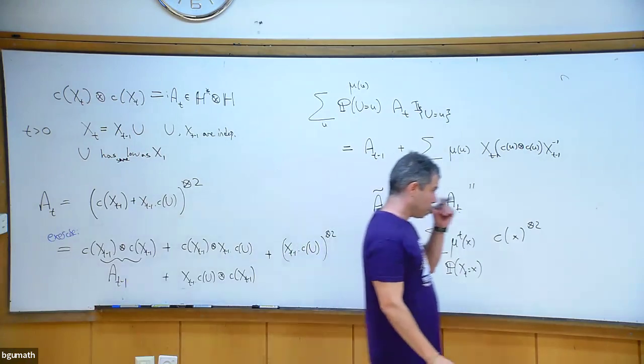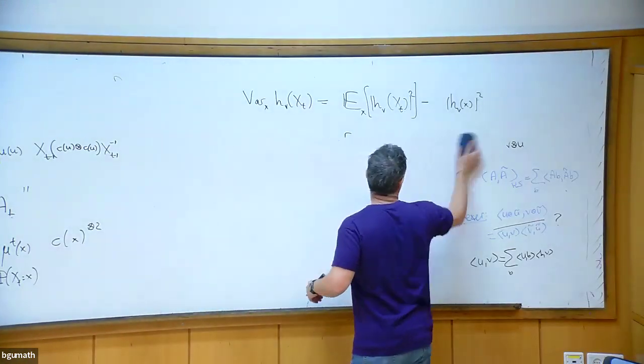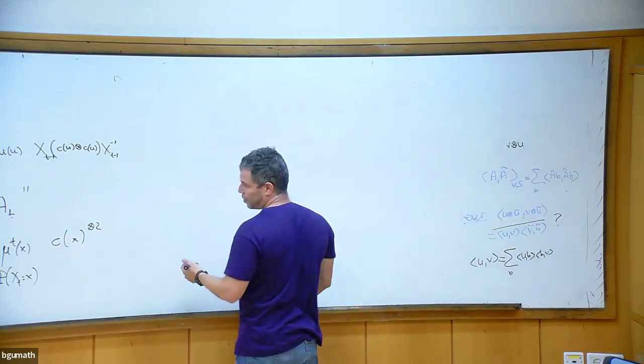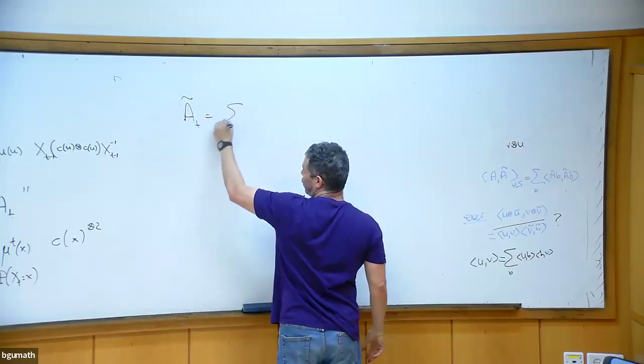Okay. So now, what does this give me? I get an equation for A tilde t. This is the average.